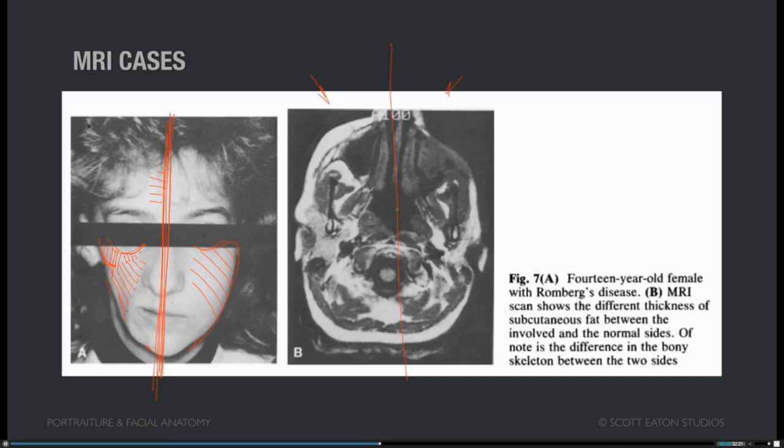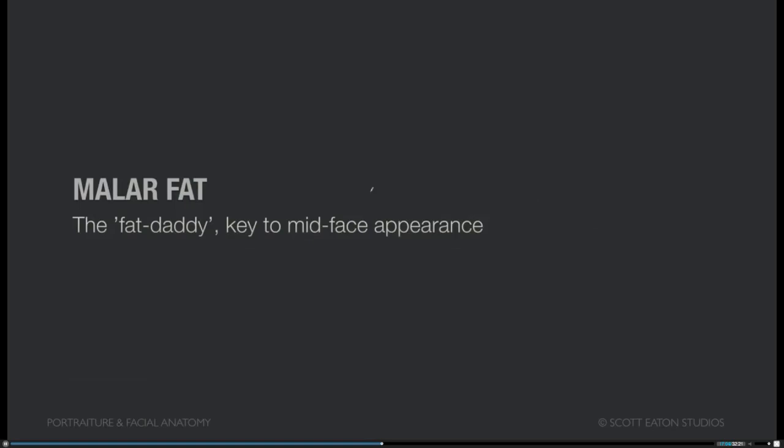Okay, that's it for the buccal fat. Next, we're going to talk about something called malar fat, which is the big component to the middle of the face. And it transitions between the orbit and the mouth, right? This is the last thing that fills in the sunglasses right up to the surface.